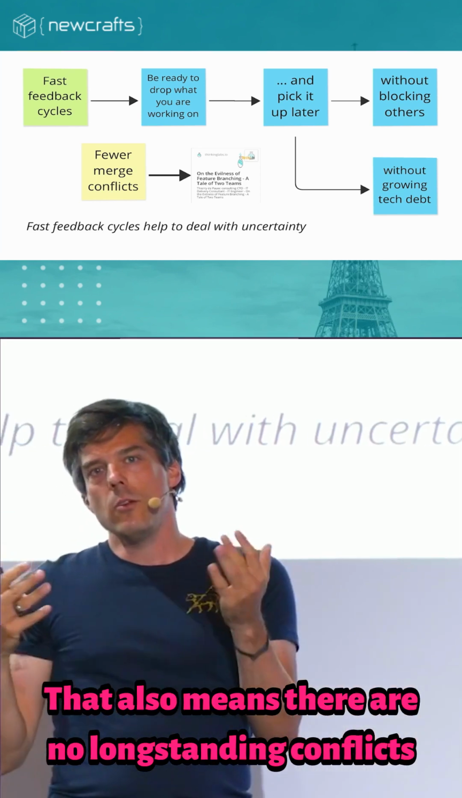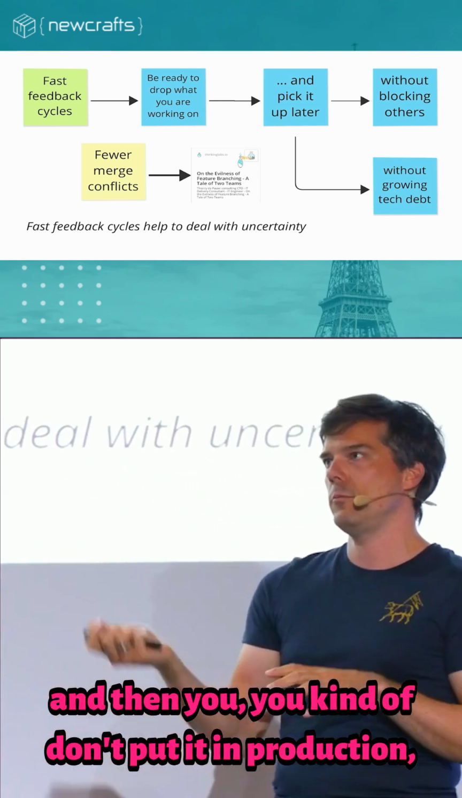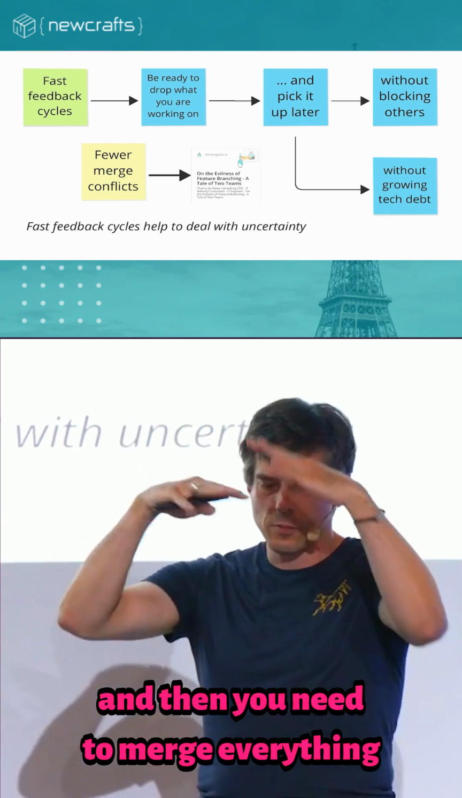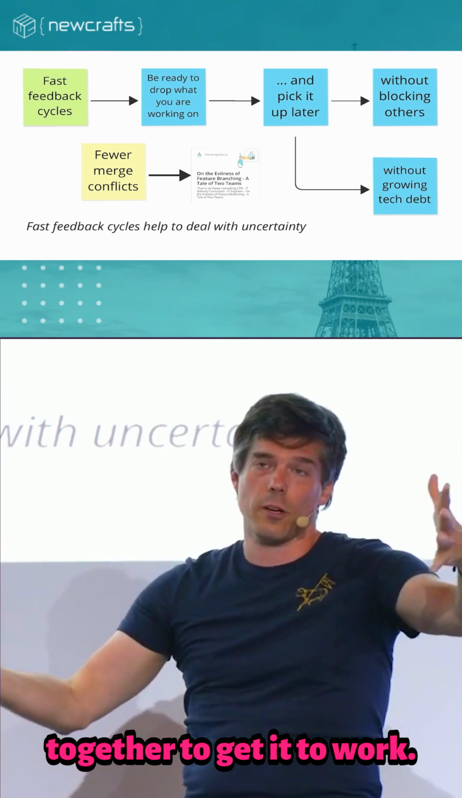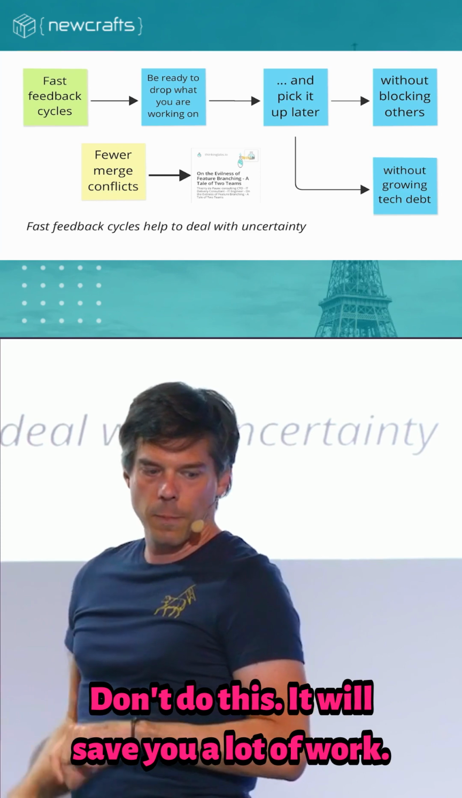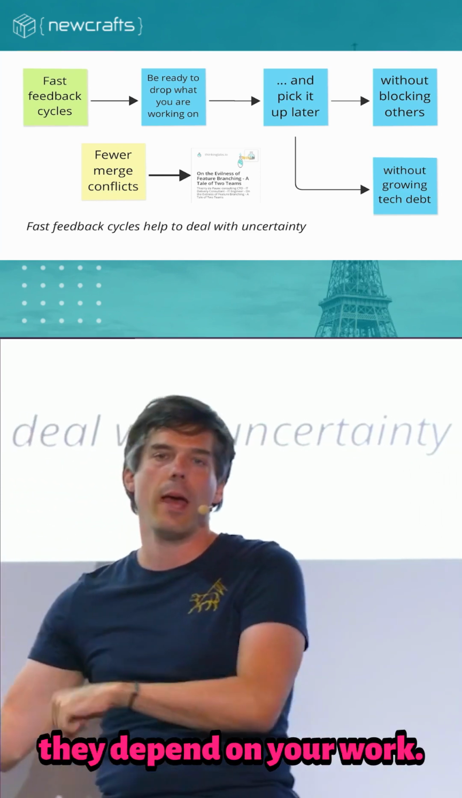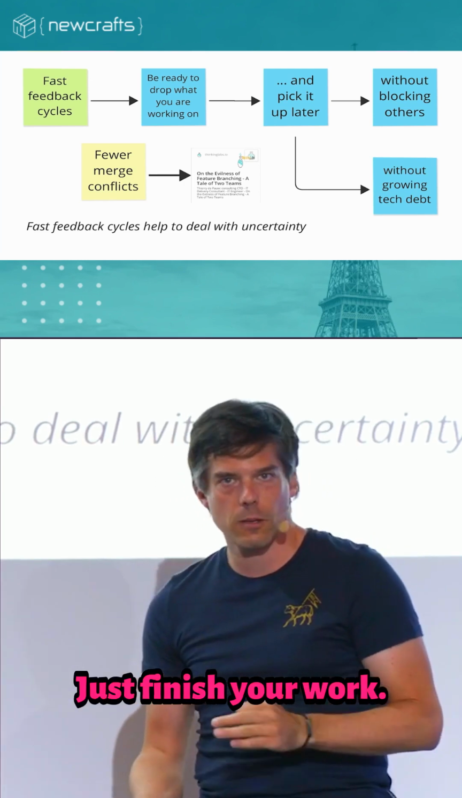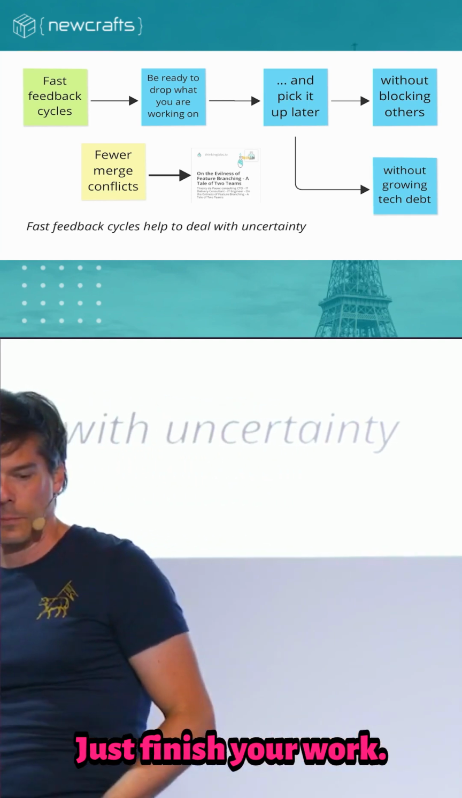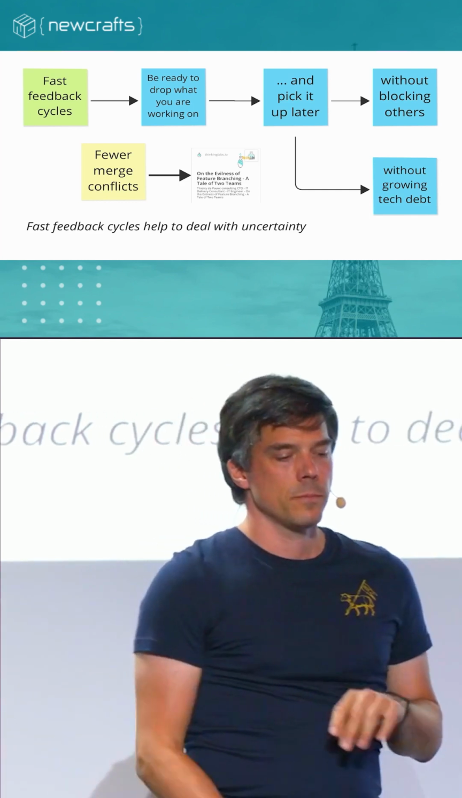That also means there are no long-standing conflicts, where you have a long-living branch that you don't put in production, you put it off, and then you come back and need to merge everything together to get it to work. Don't do this. It will save you a lot of work, and it will also not block others if they depend on your work. Just finish your work, in very evil words, just finish your work, get it in production, then everybody else can depend on what you've done.